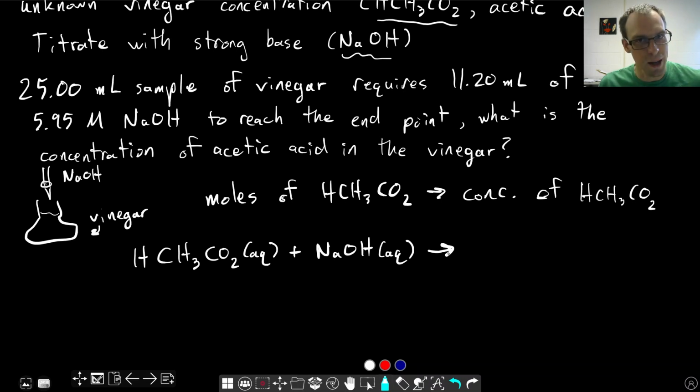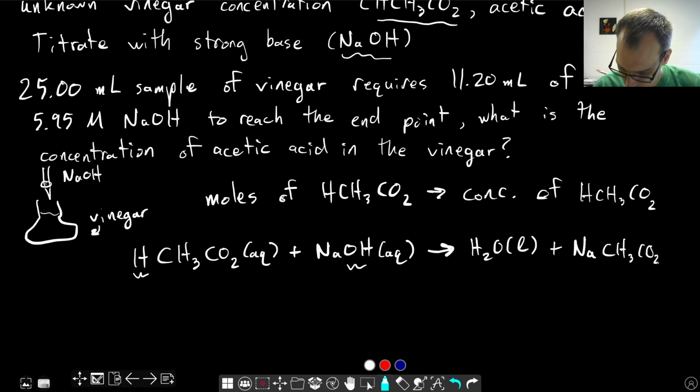So this is an example of where we can practice our acid-base chemistry. We've got a proton donor here, a proton acceptor here. We're going to form water. That's something to always look out for when you're looking at acid-base reactions. When you're looking at a neutralization reaction, acid plus base, you should get water as one of the products. And then we'll get sodium acetate. Okay, and this is balanced already. We have a 1 here and a 1 here. This reaction occurs in a 1-to-1 stoichiometric ratio. So every mole of acetic acid requires 1 mole of sodium hydroxide to react.